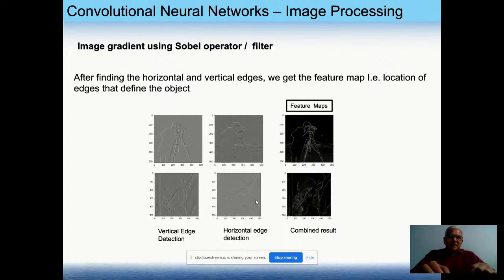Same way in Lena. If you look at the Lena, when you scan it horizontally, you detect the vertical edges. And when you go vertically, you detect the horizontal edges. Combine these two, the resultant feature map is this. And what defines Lena as a person is these edges.